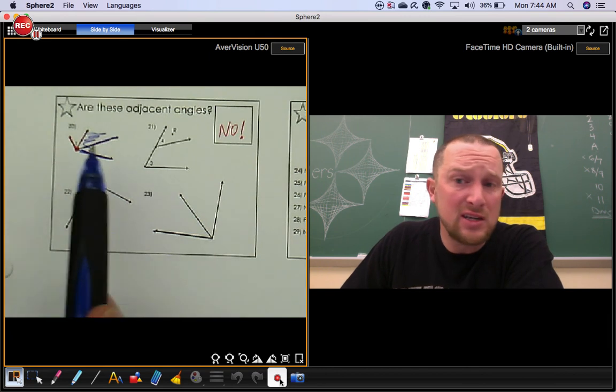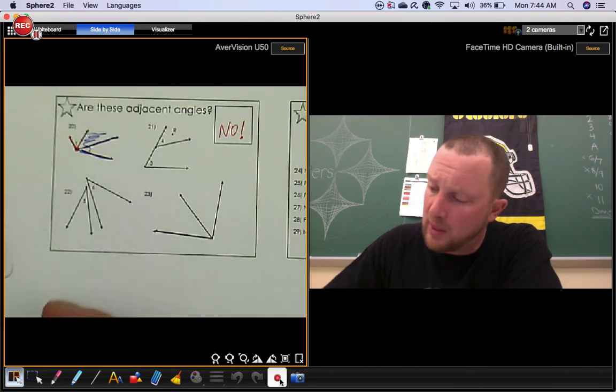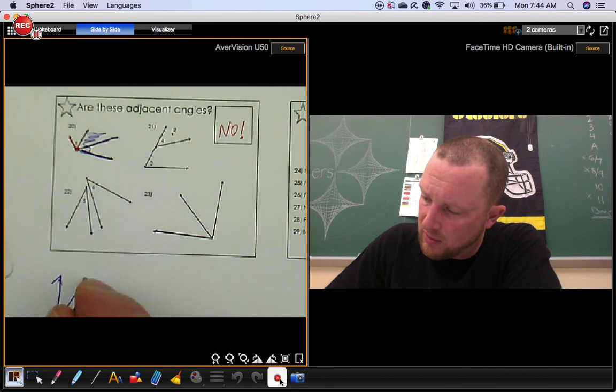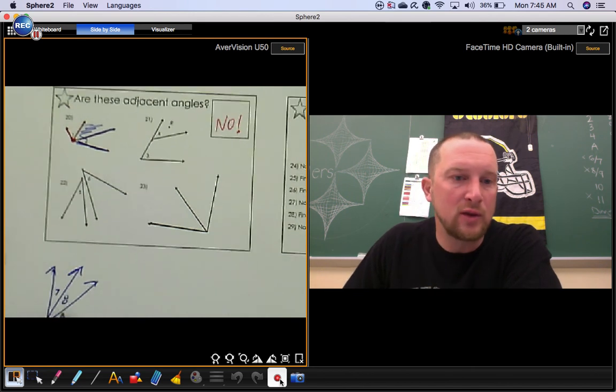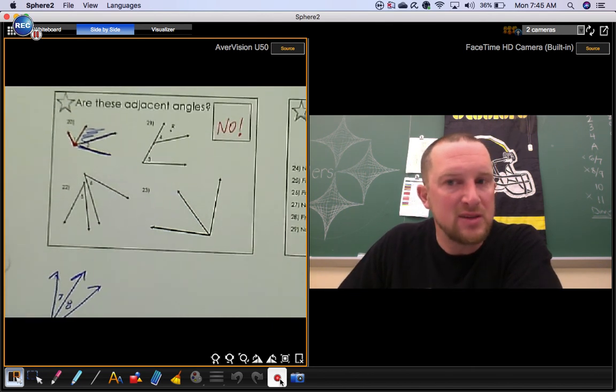If angles are adjacent, there would be no space in between them. They would be right next to each other like this. I'll make this angle 7 and angle 8. Those two angles are adjacent. Not these ones because there's a space in between.